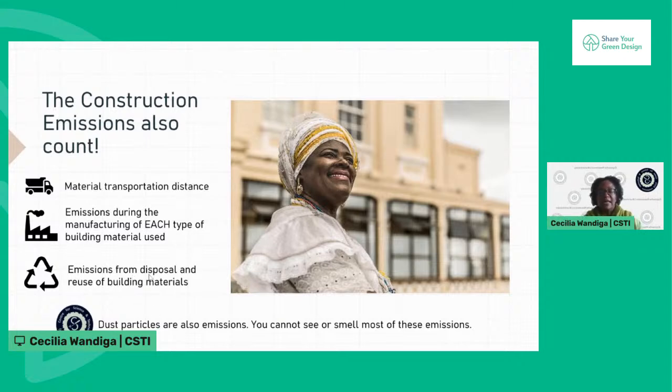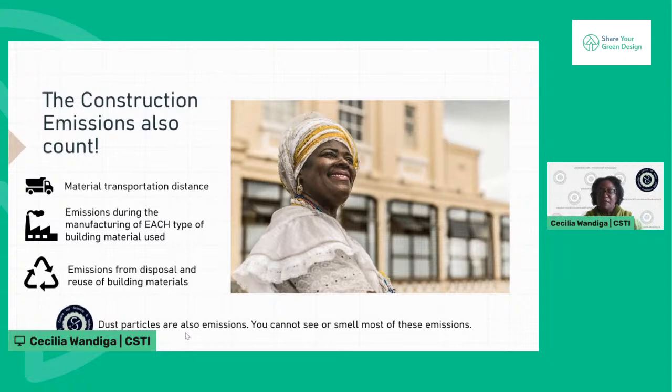And then we also look at disposal and reuse of materials. So disposal on site during the construction, but then as the building is repaired, or if the building needs to get torn down, how much energy and emissions are generated when we're doing those processes of disposal and reuse of material.